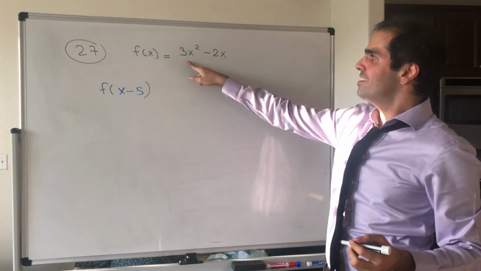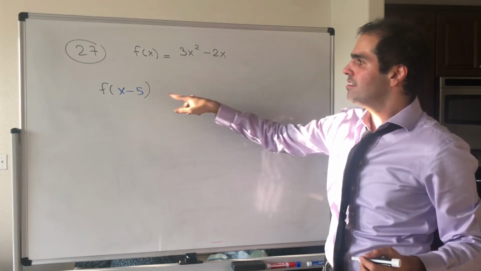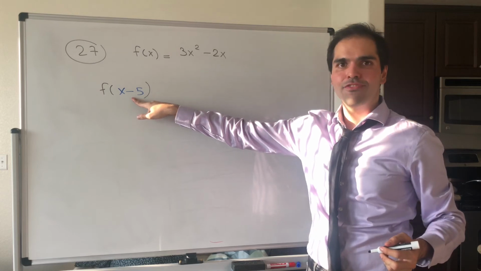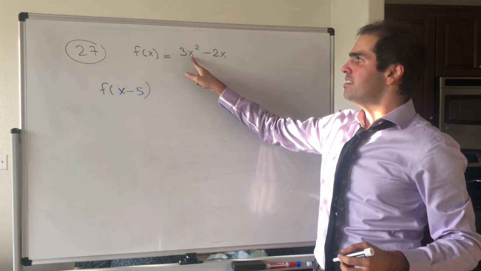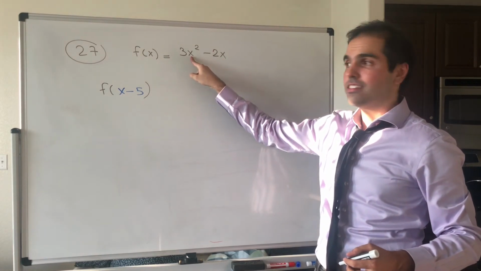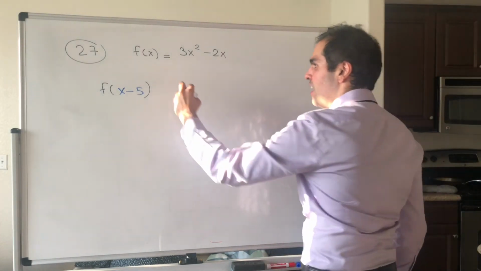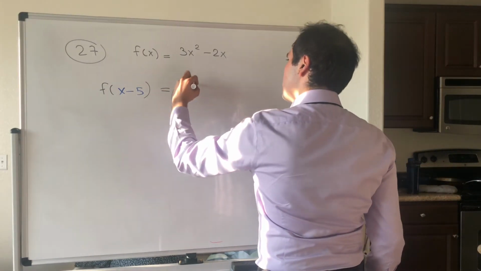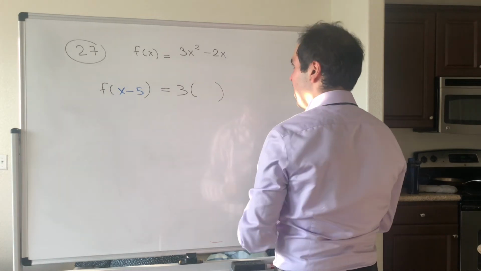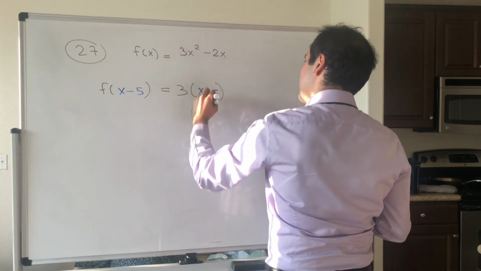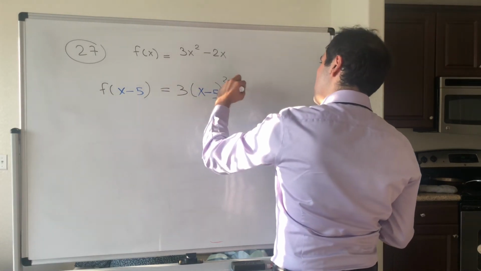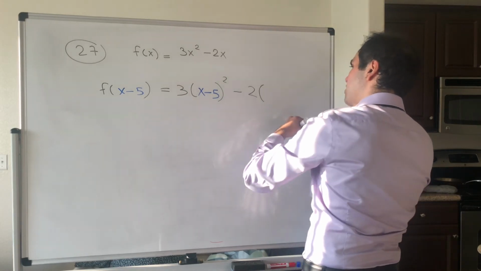Next question. If f of x is 3x squared minus 2x, what is f of x minus 5? All this means is that for every instance of x, replace it by x minus 5. So this becomes 3 times x minus 5 squared minus 2 times x minus 5.